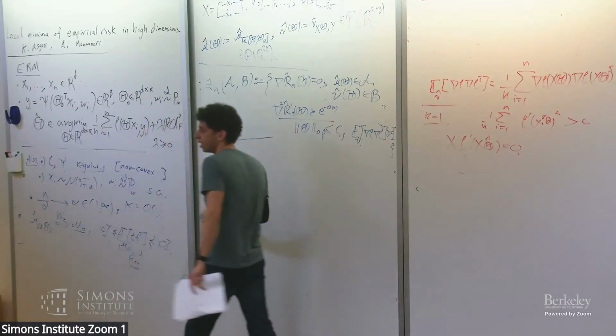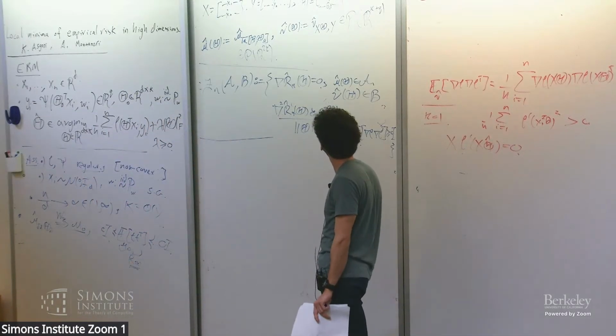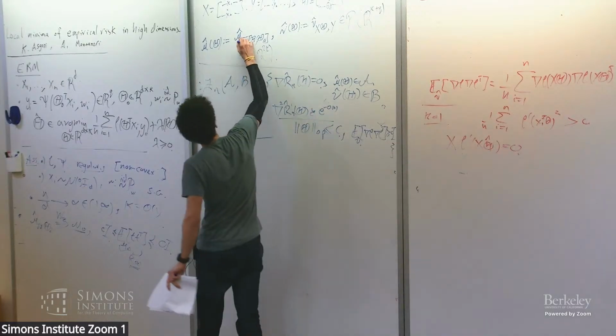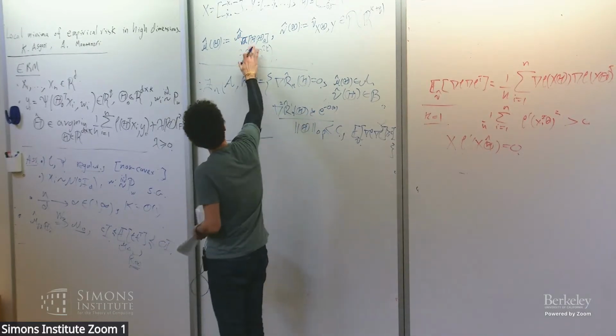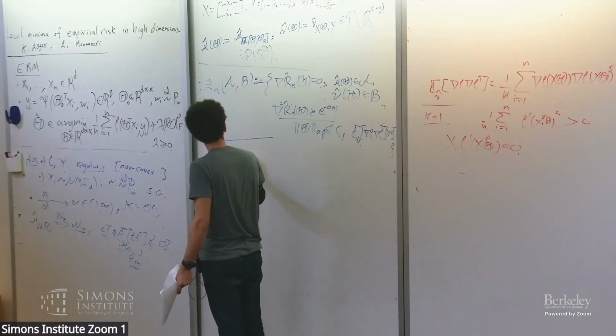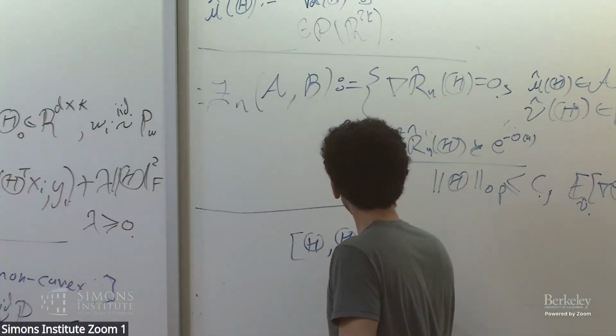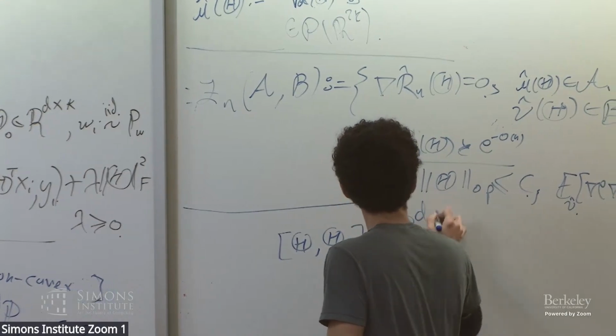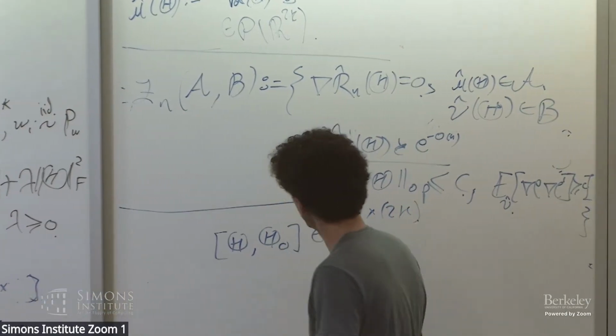This other mu hat, what did you write, mu hat sub square root of d? Yes, exactly. So I'm writing this matrix theta 0. This is a matrix in R^(d by 2k), just a concatenation.